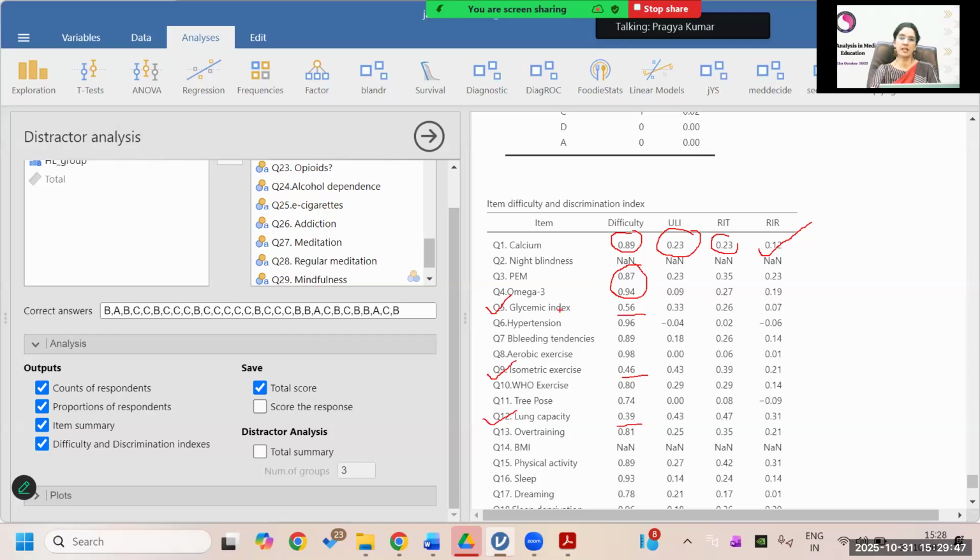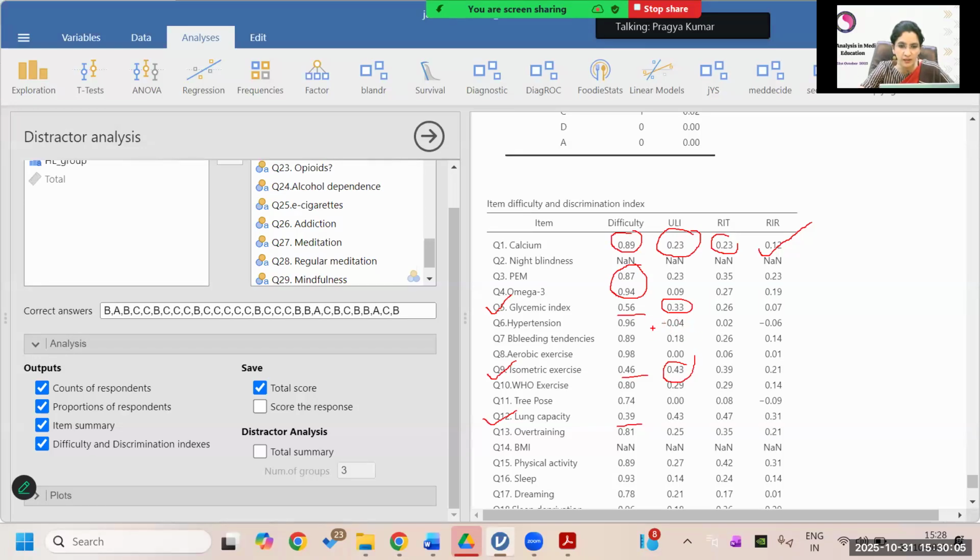And difficulty index, how do we choose? It should be between 0.3 to 0.7. And these three questions are between 0.3 to 0.7. If you see the ULI, we have kept it like 0.3. You can see it is okay. It is again okay, 0.43. But these are not okay.